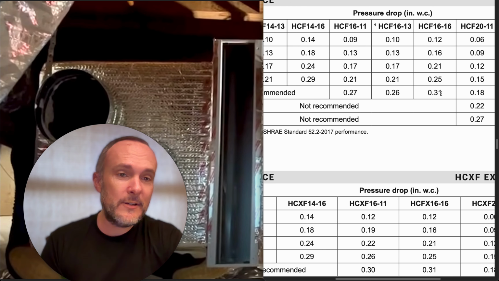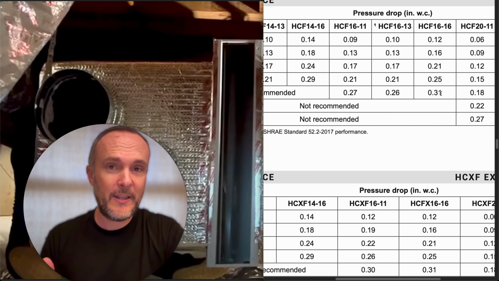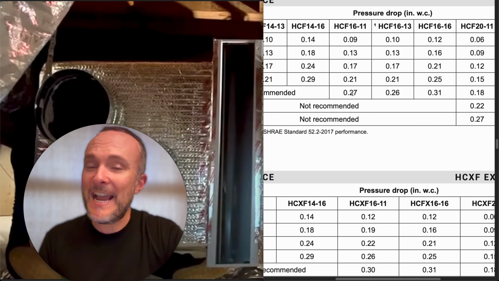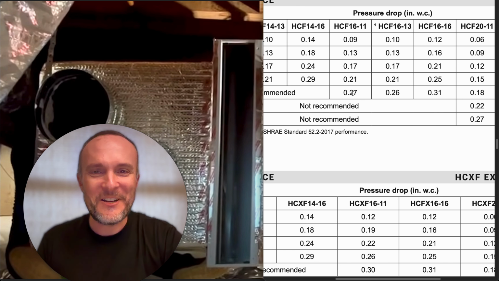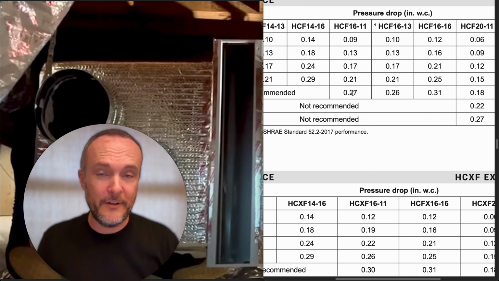And then he said, what if I just downgrade that filter? If it's too stressful for that system, what if I go to a MERV 13 or a MERV 11? Neither of those is recommended for that airflow either, right? So now we just know we have to get a whole new filter slot.